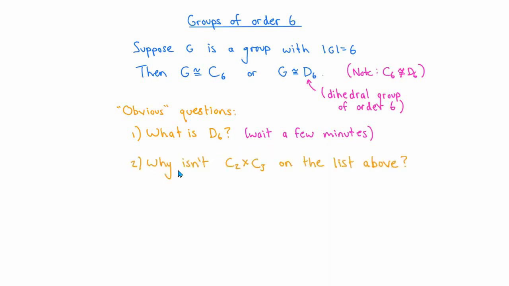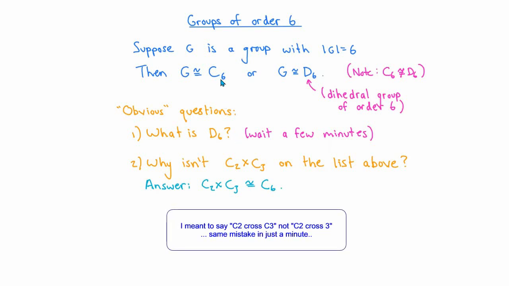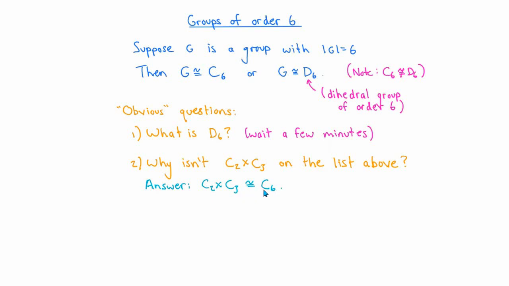The second question, which you may or may not have thought of, is why is the direct product of C2 and C3 not on the list above? C2 is a group of order 2, and C3 is a group of order 3, so the direct product of C2 and C3 is a group of order 6, but somehow it didn't make it into the list. Well, the reason why, which I will explain in just a minute, is that C2 cross C3 turns out to be isomorphic to C6. And maybe that's a little surprising to some people, but it's not difficult to see why that's true.